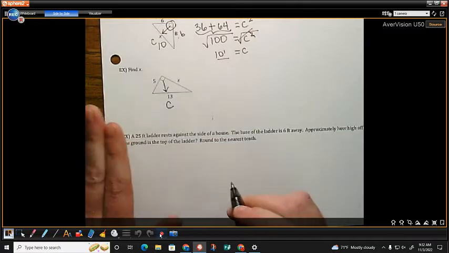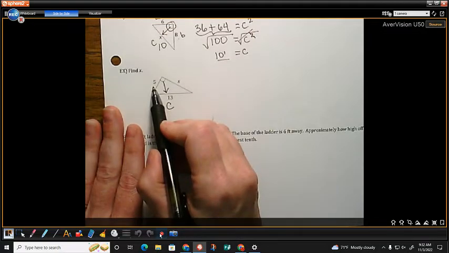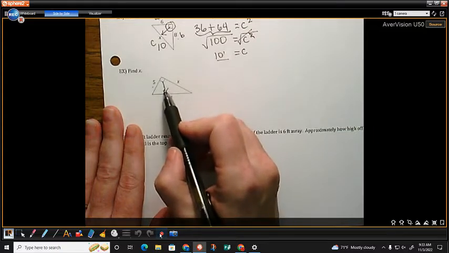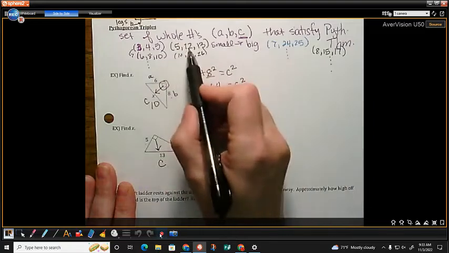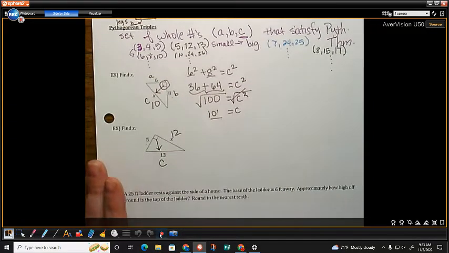And so you start looking at this and you go, wait a minute. I've got a leg is 5, the hypotenuse is 13, and it's a right triangle. Is this one of my triples? Yes. You go, this is my 5, 12, 13. So you could just come in here and put x is 12 and be done.